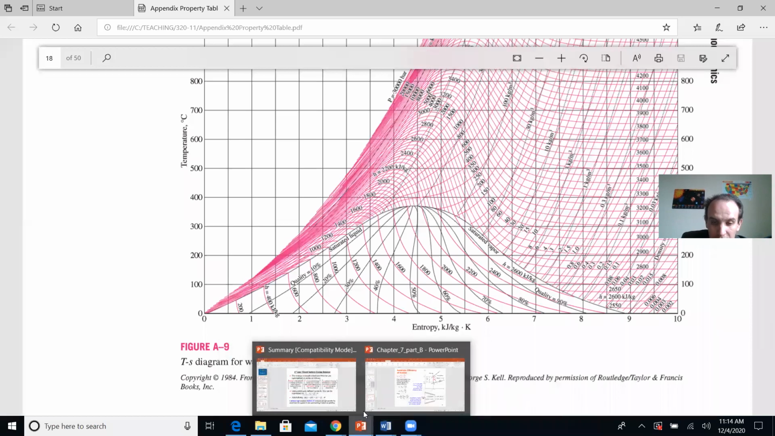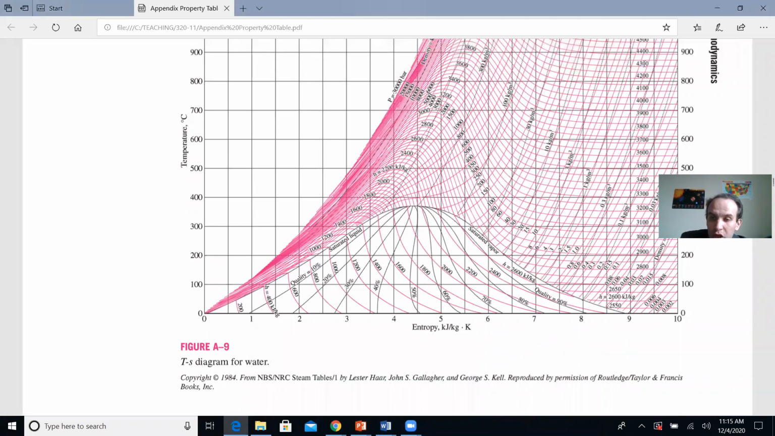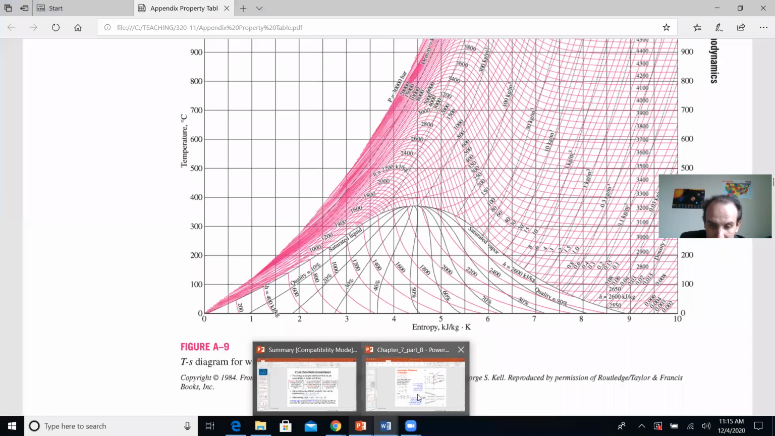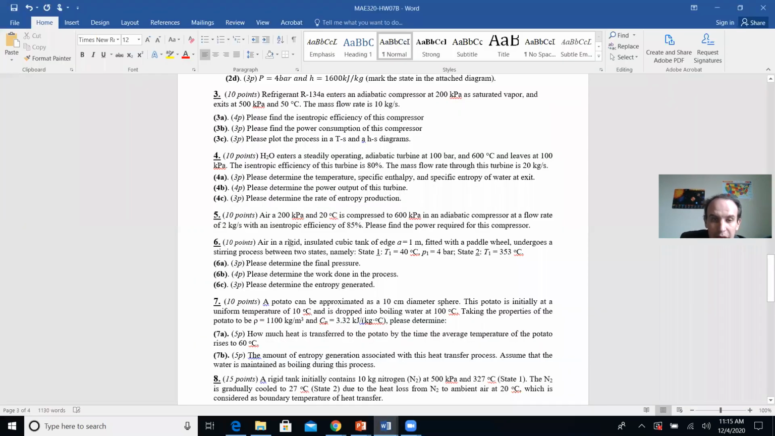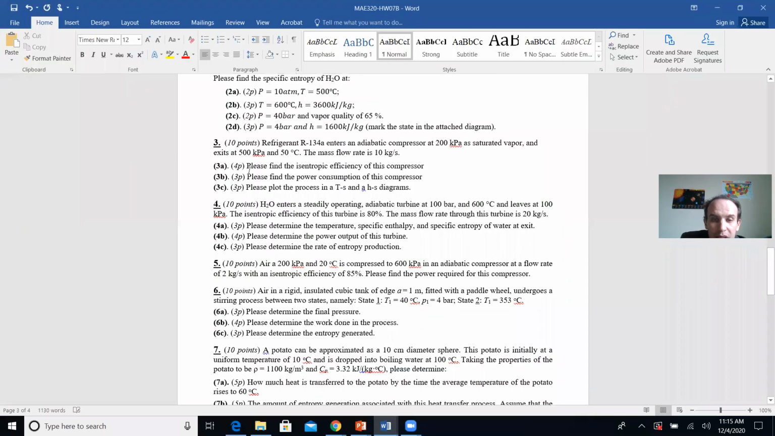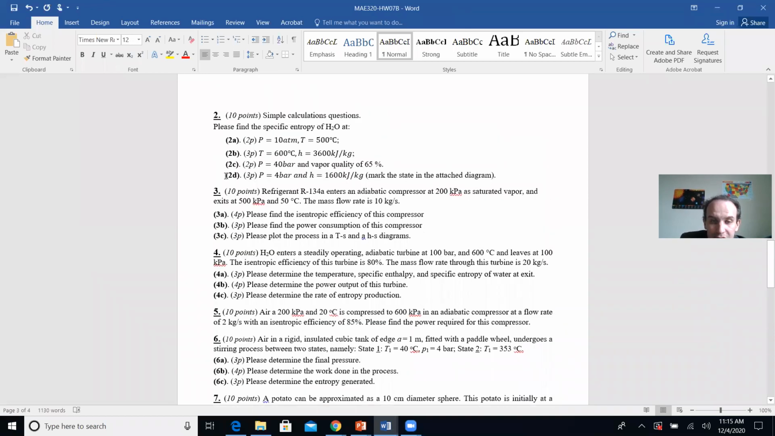So let me show how we do it. You find the key point. If you know, for instance, pressure and enthalpy, what will you do? You will find your enthalpy line, you will find your pressure line, and you see where they intersect. True? Okay. So here is a simple calculation question, problem 2D, for instance. You stated that your pressure is 4 bar and your enthalpy is 1,600 kilojoule per kilogram. Let's find the state and entropy.